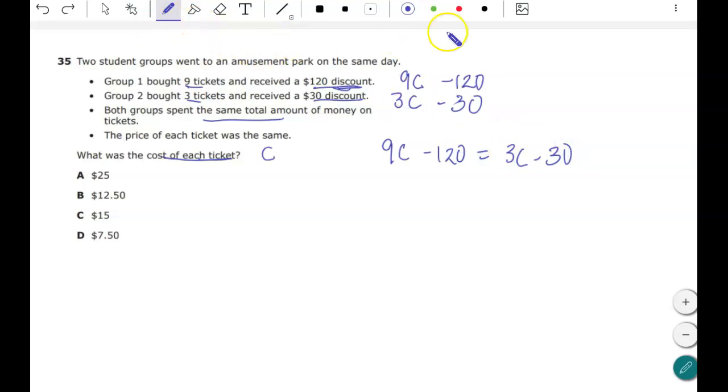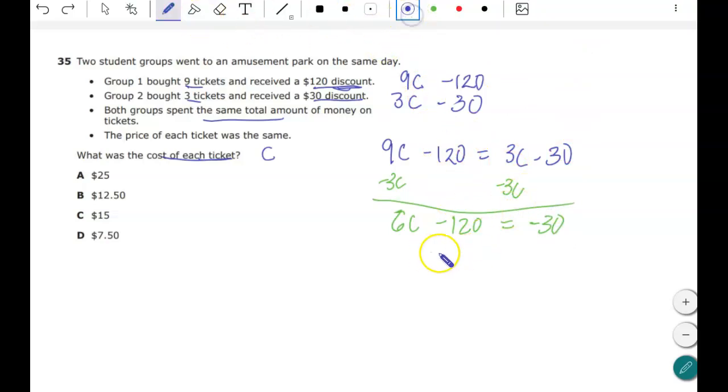We are going to need to get the variables on the same side. So I'm going to subtract the 3C from both sides. I get 6C minus 120 is equal to negative 30. All right, then, it's a two-step equation. Now we're going to add 120 to both sides. So that's negative 30 plus 120, which is the same as 120 minus 30.